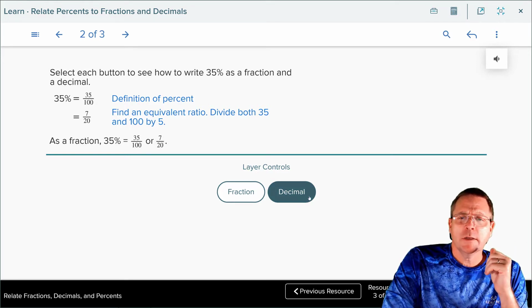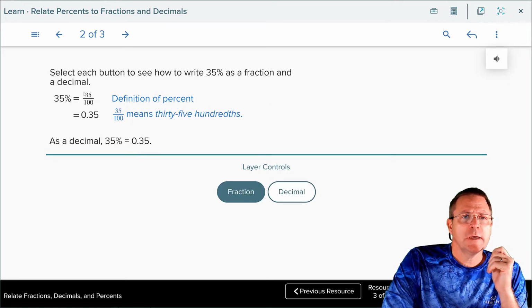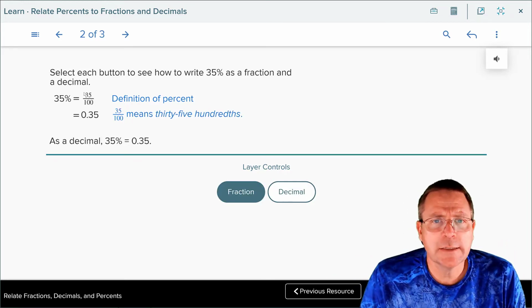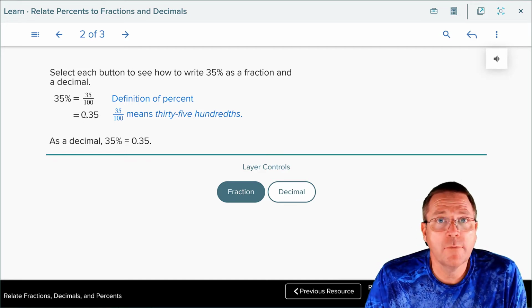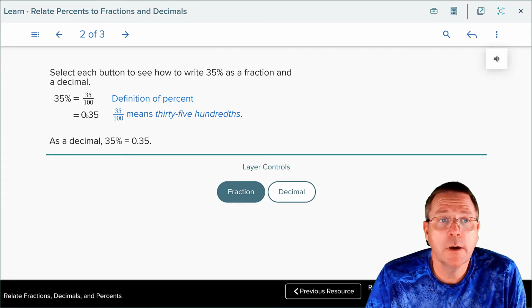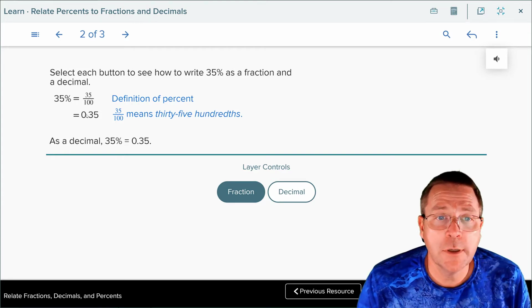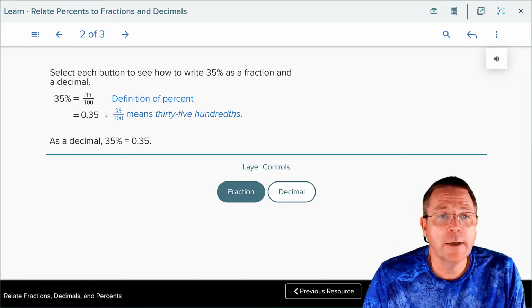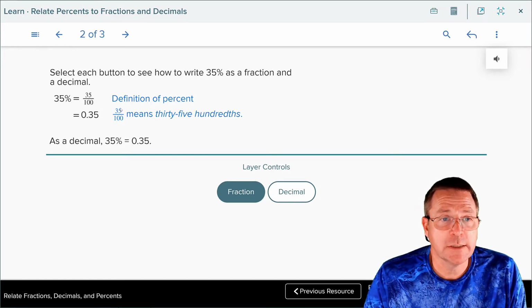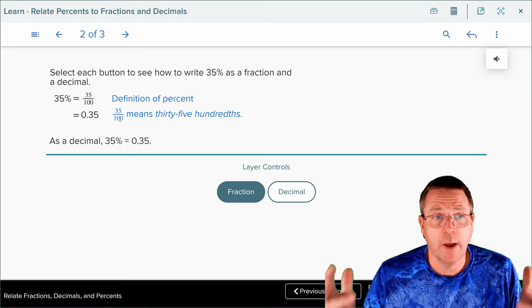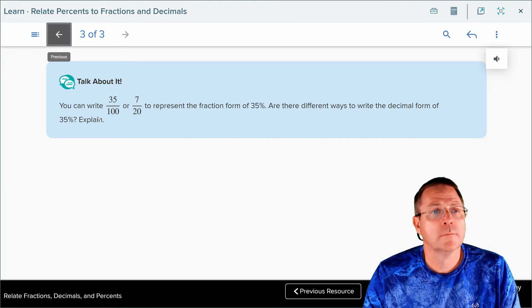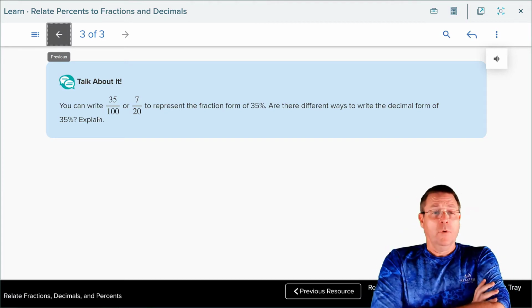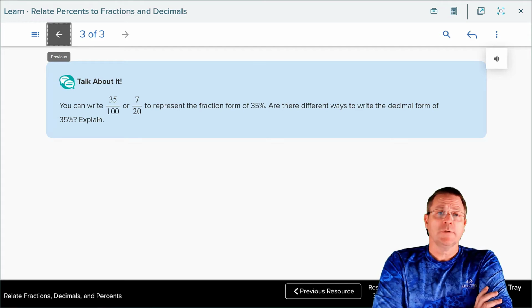But what about as a decimal? To write 35 hundredths as a decimal, write what it says. It says 35 hundredths. So what do we have right here? 35 hundredths. Boom, done. You didn't have to do any long division, didn't have to do any funky math. All you had to do is read what this says. 35 over 100, 35 hundredths, and then know how to write 35 hundredths as a decimal. Now you could write 35 over 100 or 7 twentieths to represent a fractional form of 35%.